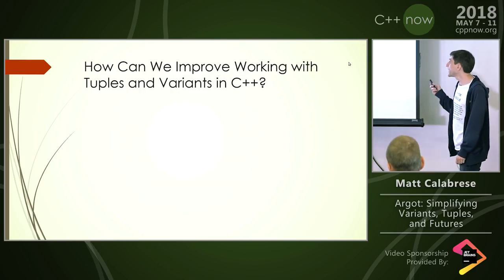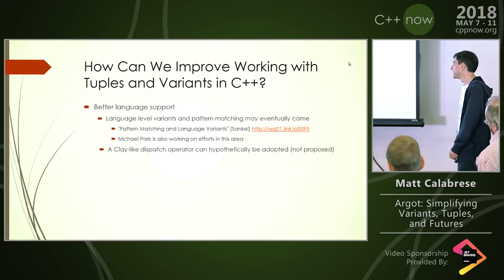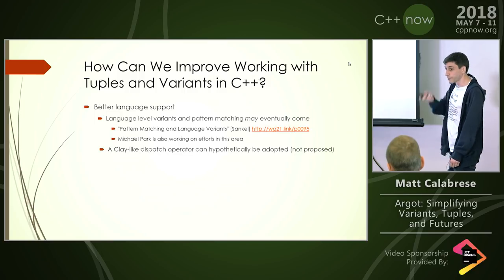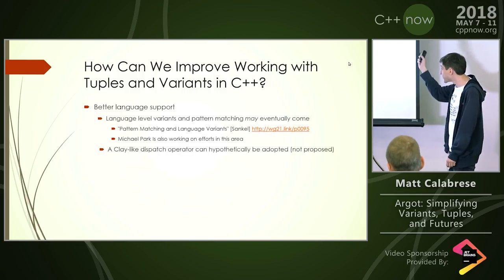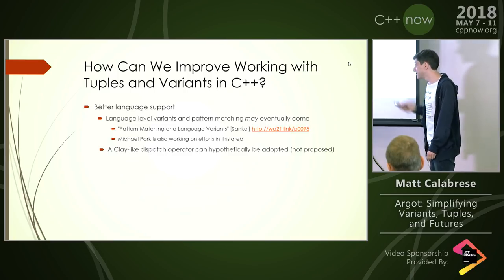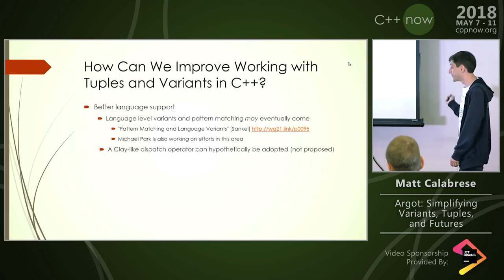So how can we actually improve working with tuples and variants in C++? Well, as I said, we could add better language support. There have been proposals to actually add pattern matching and language-level variants that David Sengel wrote. Michael Park, who's also in this room, is also working on a pattern matching paper. I don't know when that's coming, but hopefully soon. And hypothetically, we could always just adopt a Clay-like dispatch operator, although nothing's been proposed.